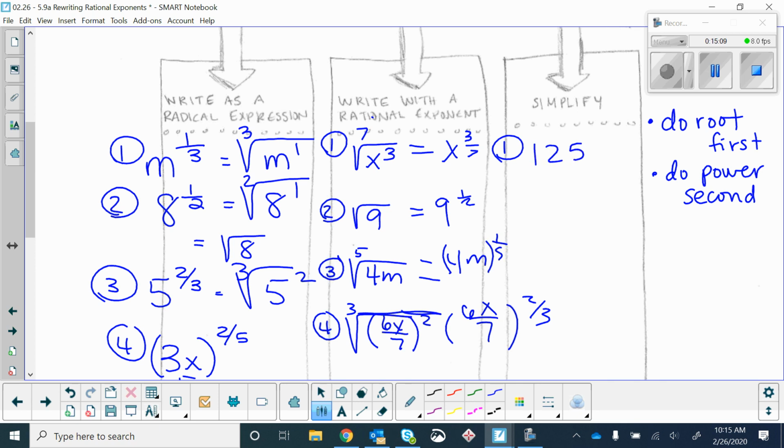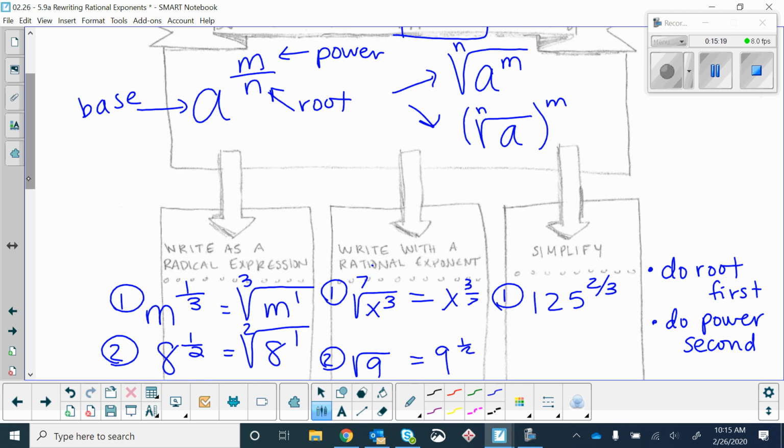125 to the 2/3. I want us to rewrite this in radical form first, using the second way that I showed you up here, where you put the root in parentheses and the power on the outside. If you're doing the root first, which is the root, the 2 or the 3? So if I write the root first, it looks like this: cube root, and then the power on the outside.